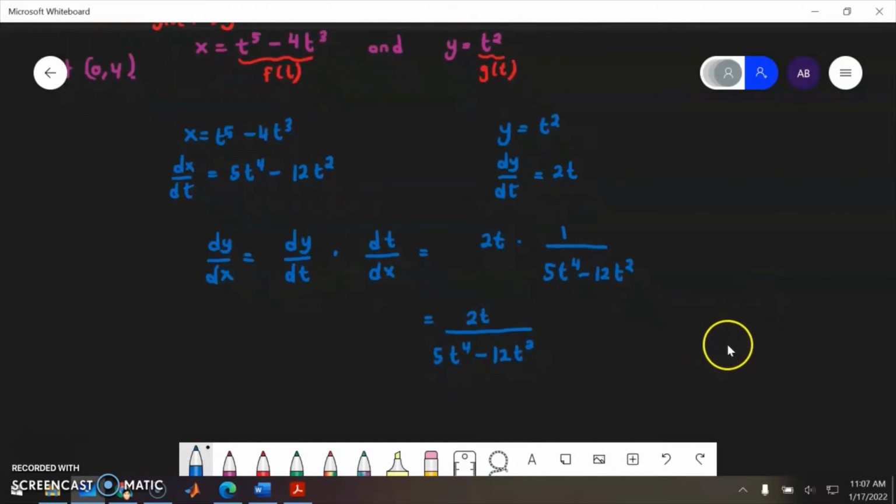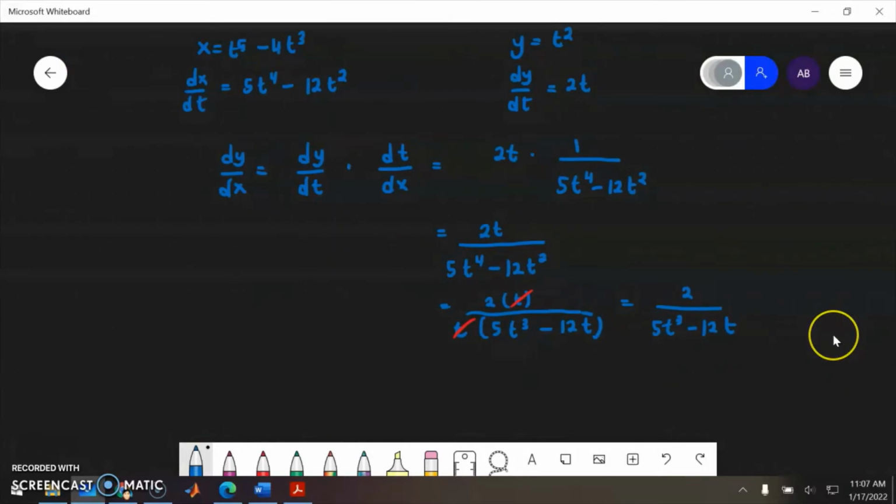Now, can I cancel out t? Yes, I can cancel out one of the t here. Let's factor t out so you can see how the cancellation occurs. Minus 12t. Okay, so you can see that this and this cancel out. That will give you 2 over 5t cubed minus 12t. Okay, so this is the equation for the derivative, the first derivative, for the tangent.